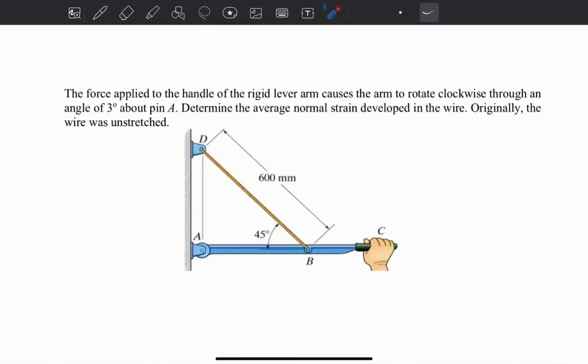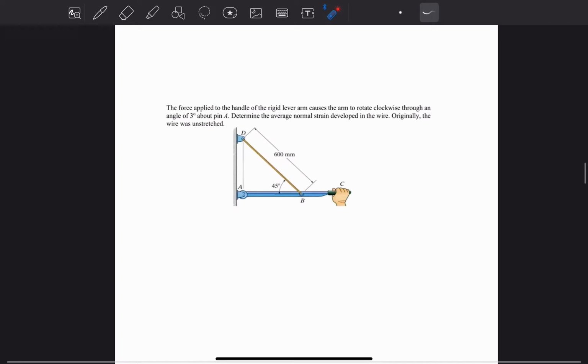Welcome to the first example in the chapter of strain. The question reads, the force applied to the handle of the rigid lever arm causes the arm to rotate clockwise through an angle of 3 degrees about pin A. Determine the average normal strain developed in the wire. Originally, the wire was unstretched.